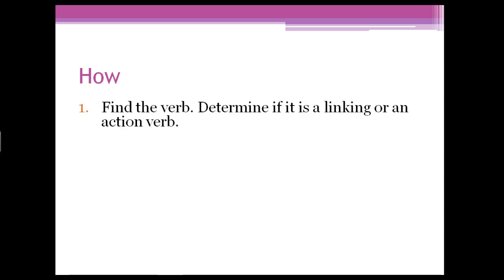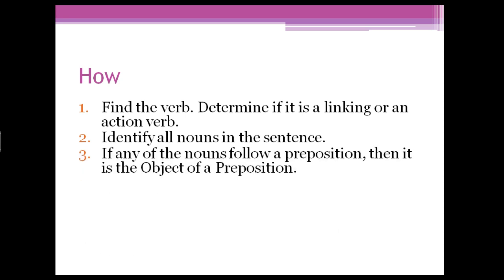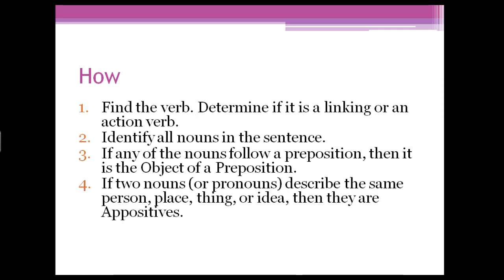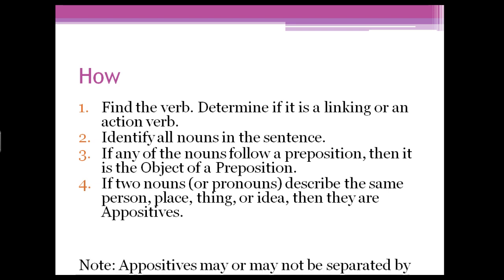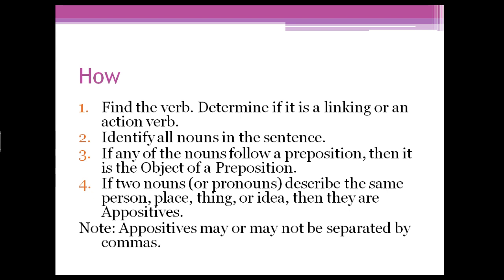How to do it? First, still find the verb. Determine if it's a linking or an action verb. You still want to identify all nouns in the sentence. If any of the nouns follows a preposition, then it's going to be the object of that preposition. If two nouns or pronouns describe the same person, place, thing, or idea, then those are appositives. Note, the appositives may or may not be separated by commas.